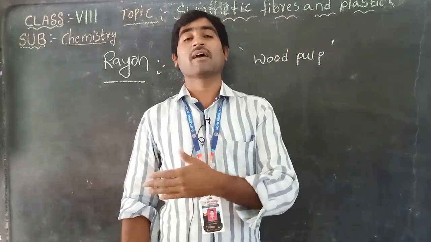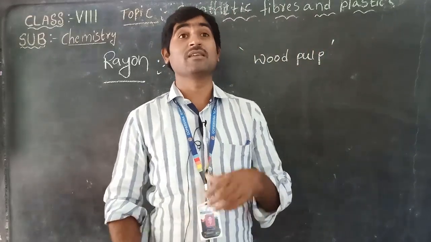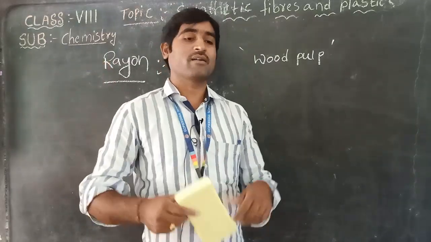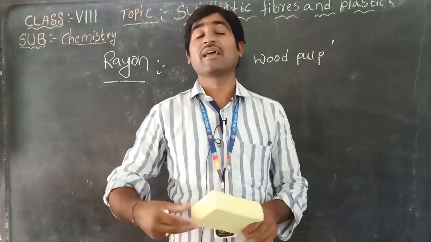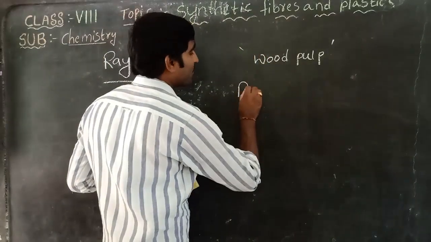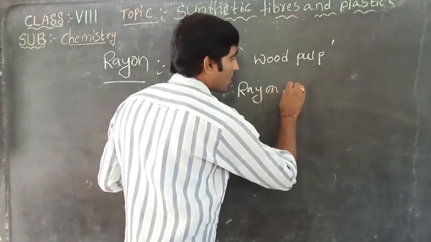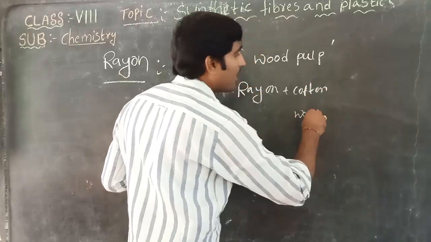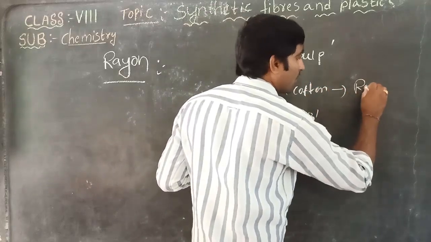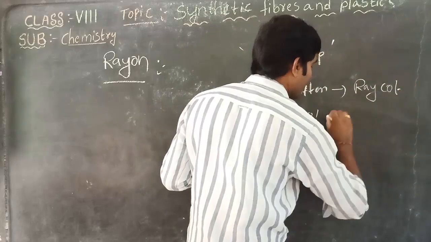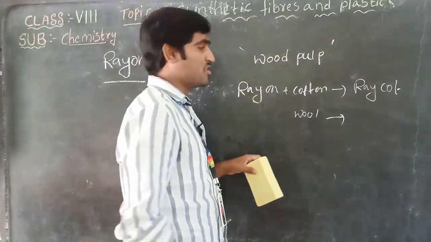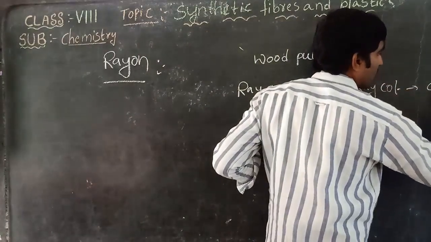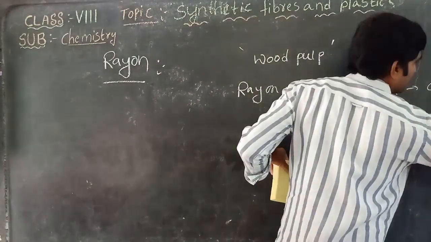After the invention of rayon, it became available to all people at a cheap cost. So this rayon is woven for clothing, and rayon is blended with other fibers like cotton and wool. Rayon-based cotton is called raycot. It is used for making carpets and bed sheets.